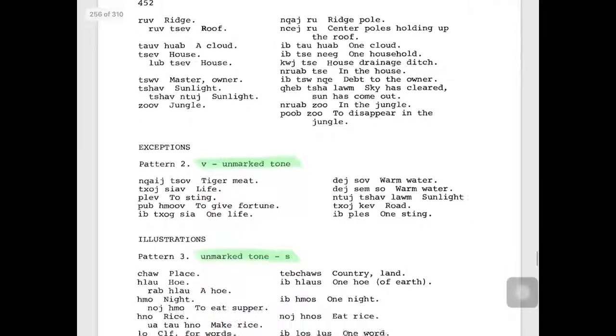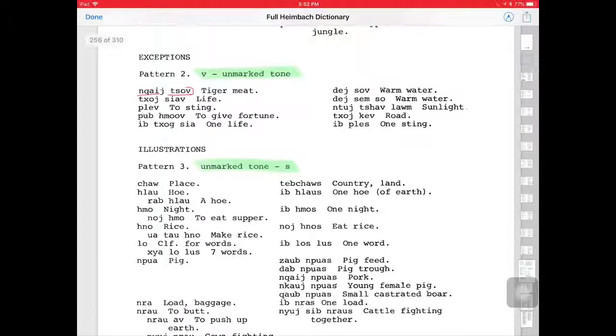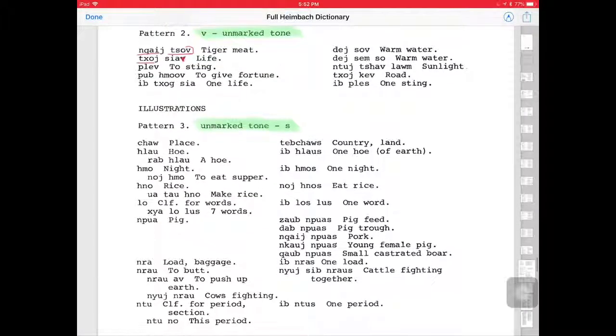Plenty of examples, a few exceptions. Gai, jaw, we don't drop the V in jaw. Very few languages are consistent. This second exception, saw shia. Most people actually don't say, as far as I've seen, don't say saw shia. They say saw shia. So it really does change the tone. So you have to pay attention.